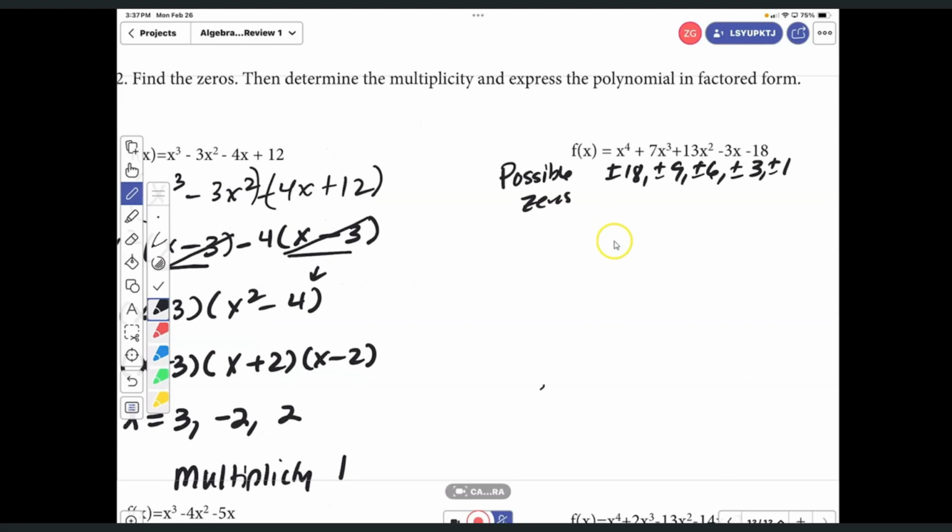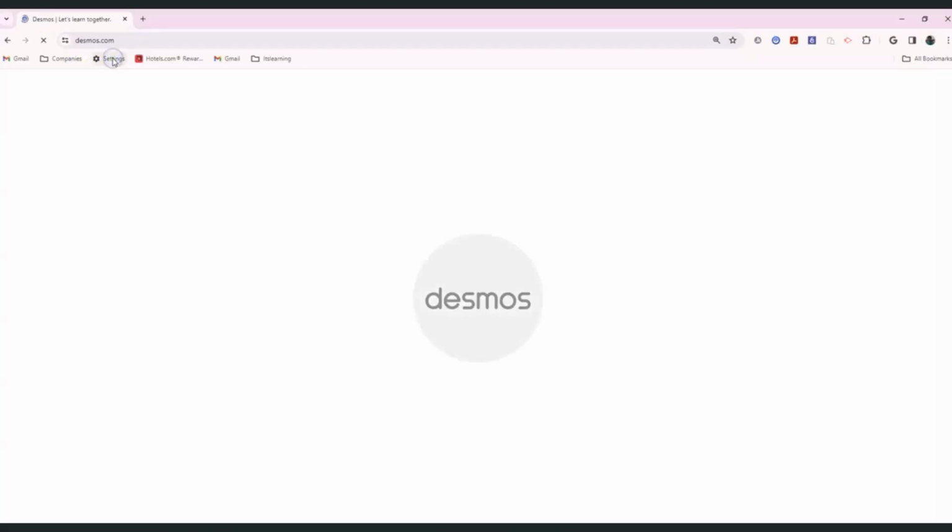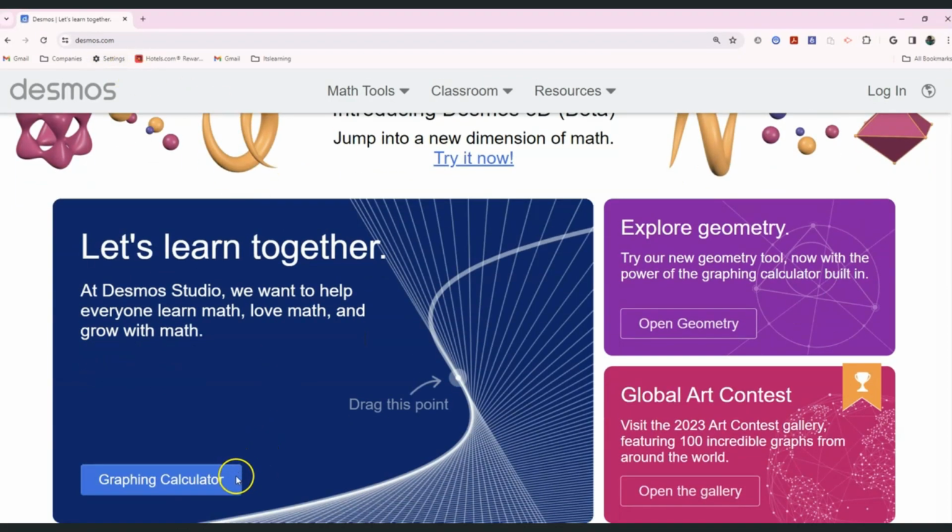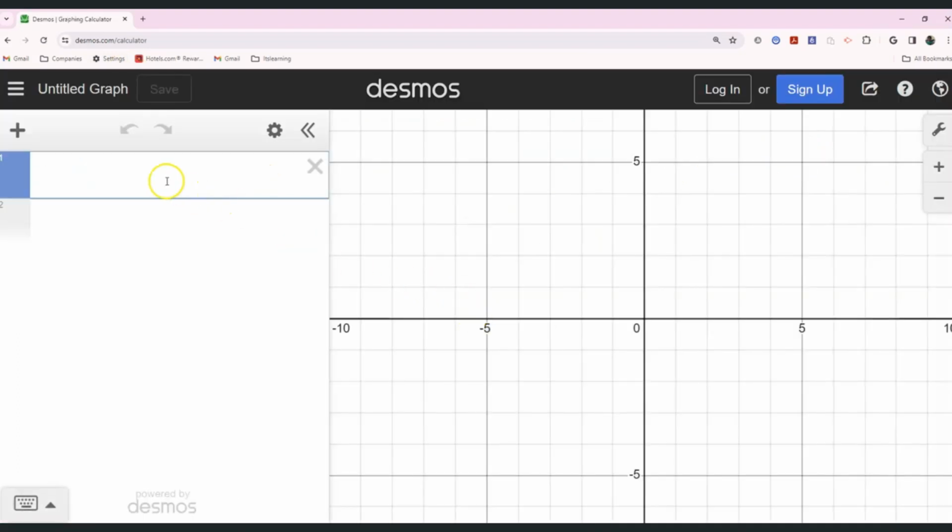Find the possible zeros. You're going to get factors of 18 divided by the factors of 1, which comes out to these here. So what I would do, like I taught you in class, a shortcut, go to Desmos, and that's what I'm going to get right now. I would try to find at least one root, maybe 2. So I'm going to find one root.